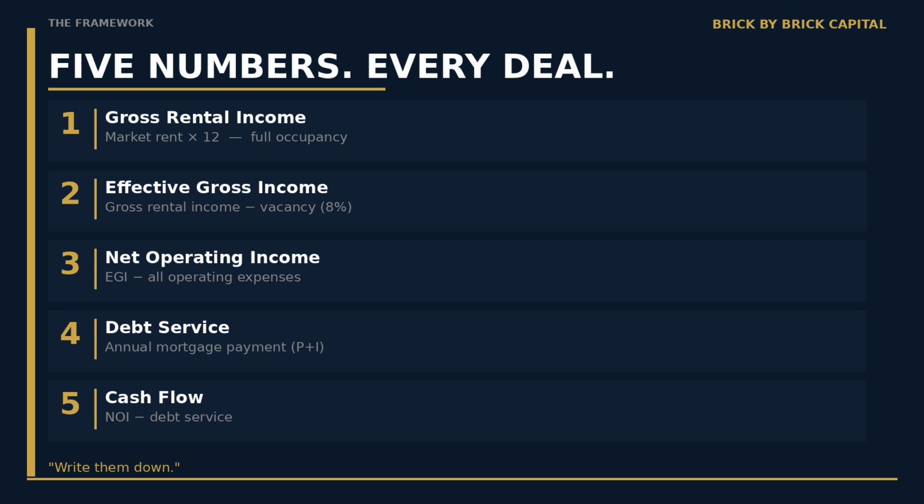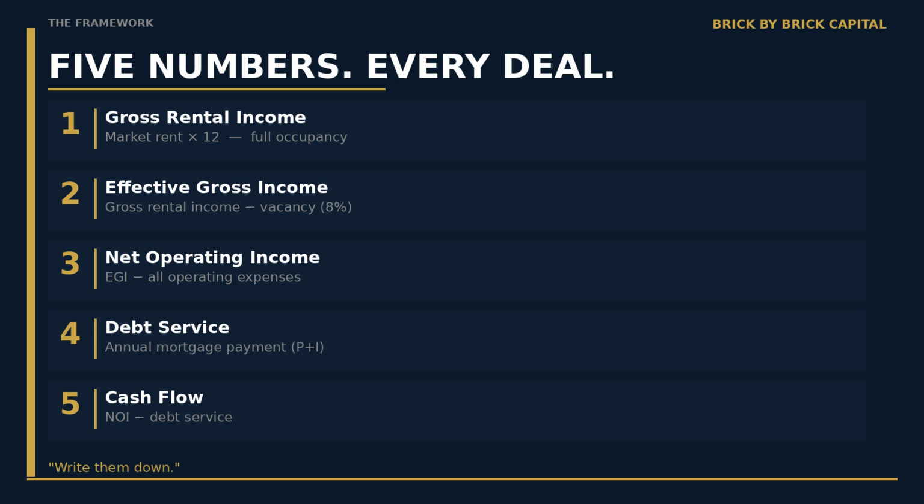Number 5, cash flow, NOI minus debt service. If this number is positive, the deal cash flows. If it's negative, you're subsidizing the tenant every month. Some investors do that intentionally, betting on appreciation. That's a different strategy and a different conversation. But if you're expecting cash flow, this is the number that tells you whether you have any. That's it. 5 numbers. Write them down.